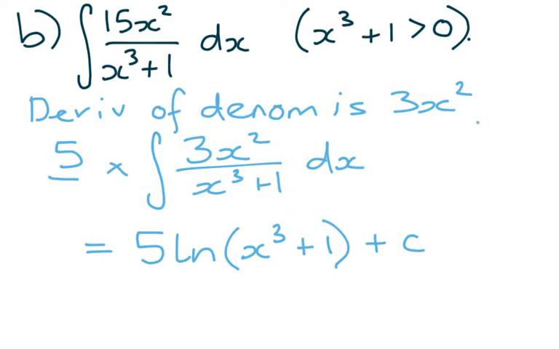So again, you're just looking at what the derivative of the denominator is, and then putting that as the numerator, and then working out what I needed to multiply that numerator by to get it back to what was in the question. And then we integrate using the denominator as the f of x function after the natural log.